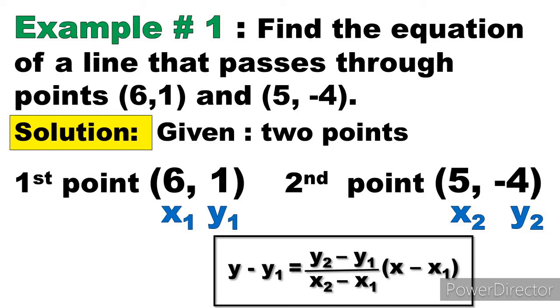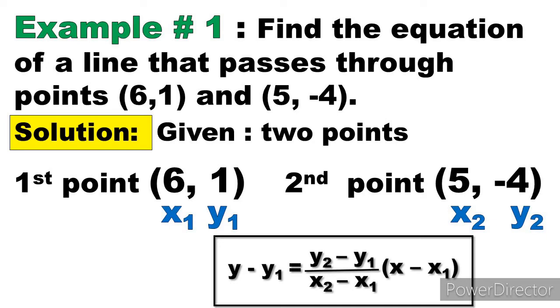Find the equation of a line that passes through points positive 6, positive 1, and positive 5, negative 4. So, meron tayong dalawang points. The first is positive 6, positive 1, and the second one is positive 5, negative 4. So, since given ang dalawang points, ang solution natin is use the formula of a 2-point form, which is y minus y sub 1 equals y sub 2 minus y sub 1 all over x sub 2 minus x sub 1 times the quantity of x minus x sub 1.